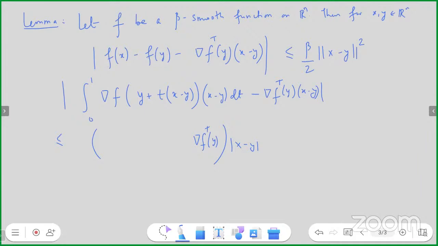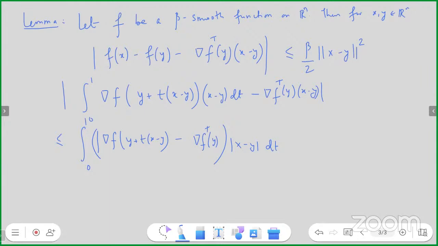But I can put a 0 to 1 integral to this as well, because this is not a function of t. I would just simply put a dt outside, with an integral from the outside. What is the term here? Modulus of del f of xt minus del f of x. Okay. Now what?